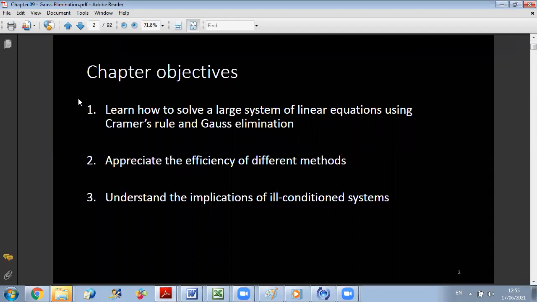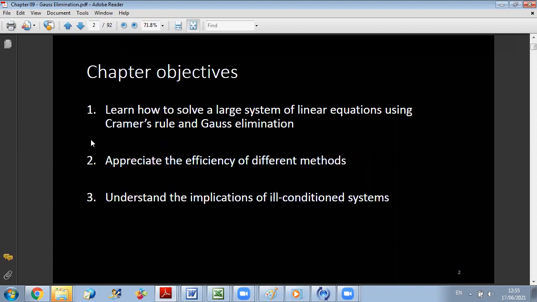First we will introduce how we can solve a large system of linear equations using a first method, Cramer's rule, and then we will introduce a second method that is more efficient. When I talk about efficiency here, I talk about time, because I want to reduce the computational time of the method. The second method we will introduce in this chapter is Gauss elimination. We want to appreciate the efficiency of different methods. We will see that Gauss elimination will allow us to save a lot of computational time compared to Cramer's rule.